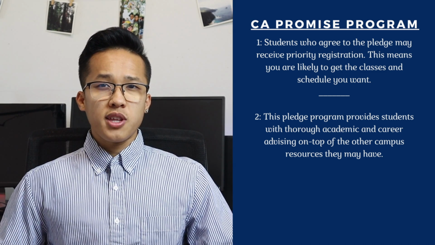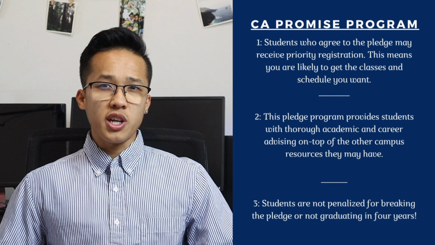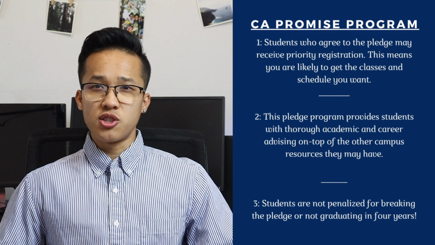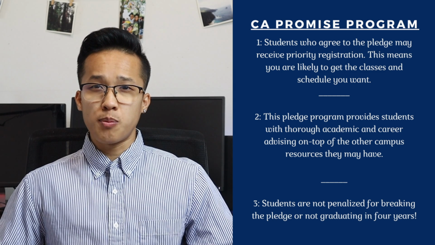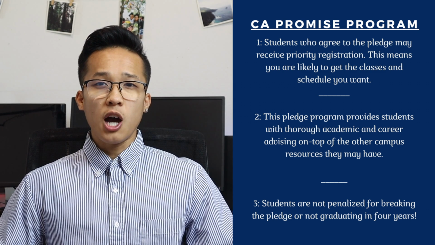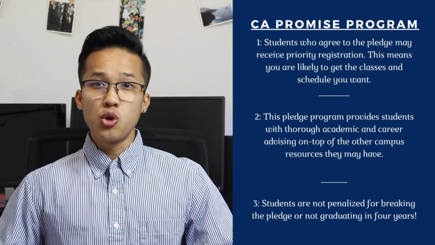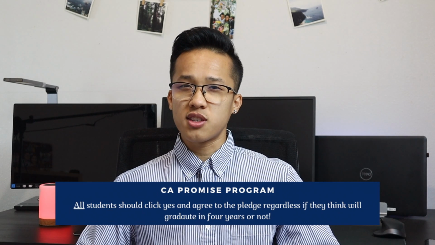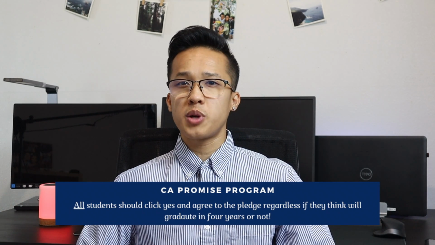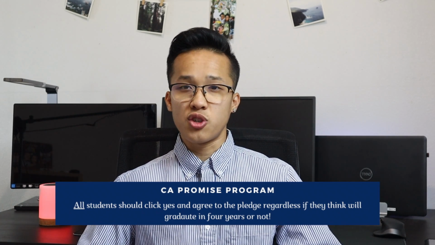And the last great thing about the California Promise is that there are actually no negative consequences for breaking your pledge. Obviously, you should still try to keep the pledge to the best of your ability. However, if you do break your pledge and you end up graduating in 5 years instead, you won't get kicked out of the school. Obviously, you'll lose the benefits such as priority registration and thorough academic advisement, but the most important thing is that you won't get kicked out of school, so you'll still be able to complete your degree in the time that you need to complete it.